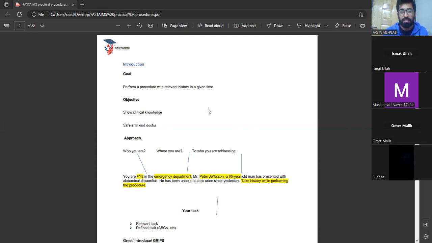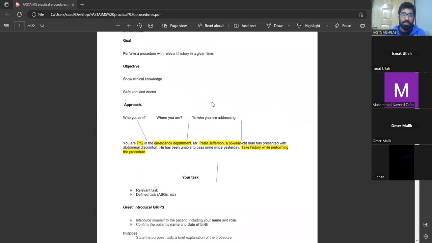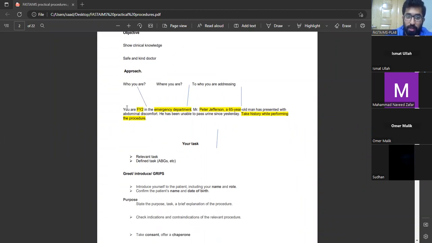So the objective is the same as the previous one. We have to deliver our clinical knowledge while being a safe and kind doctor. Let's see what kind of questions we see when we are standing outside the cubicle. When you have 90 seconds standing outside the cubicle, you will see this kind of questions.